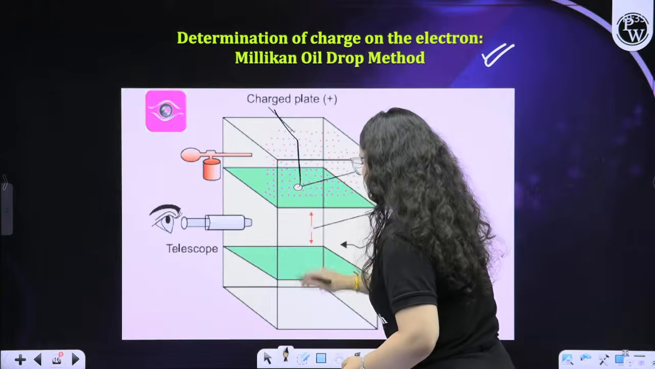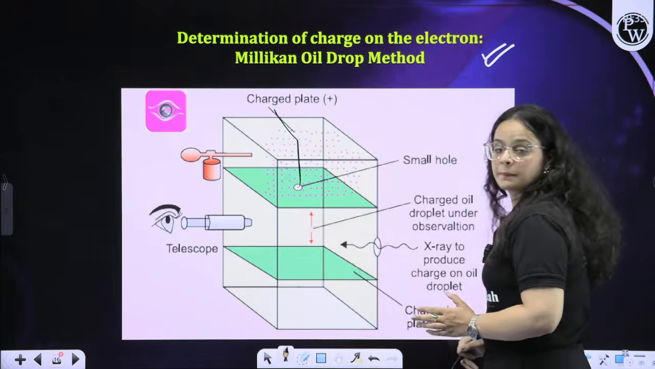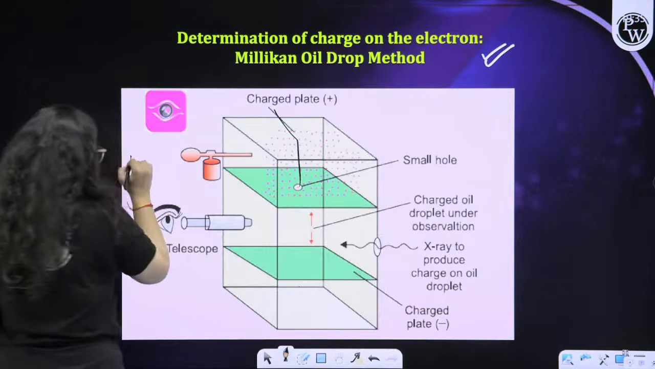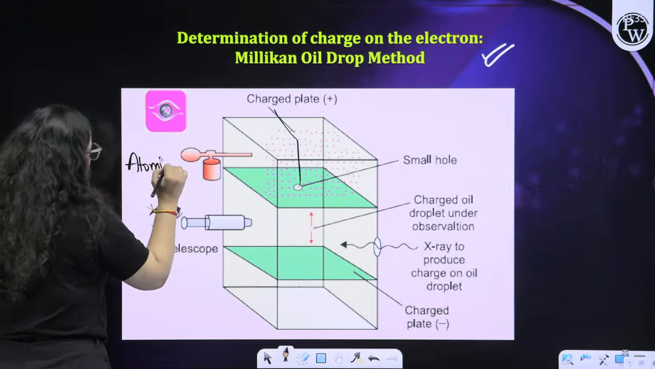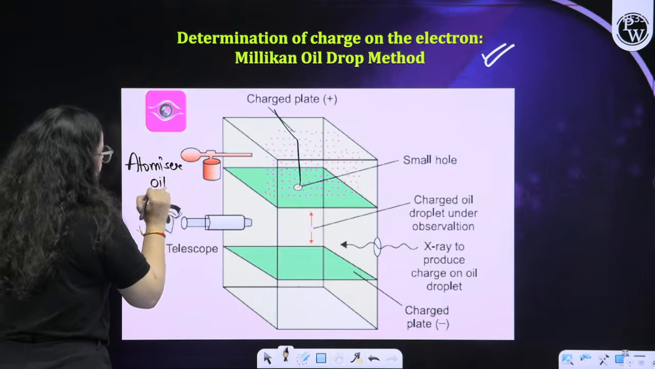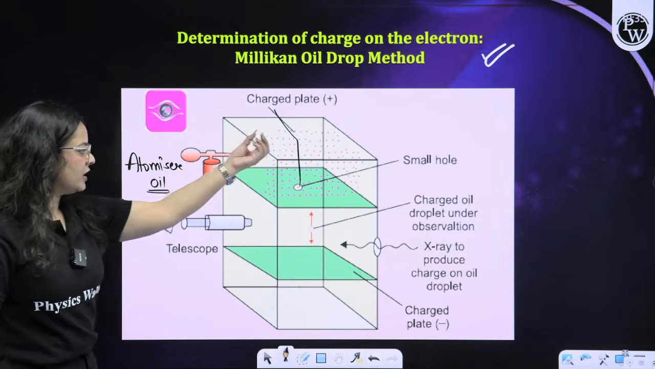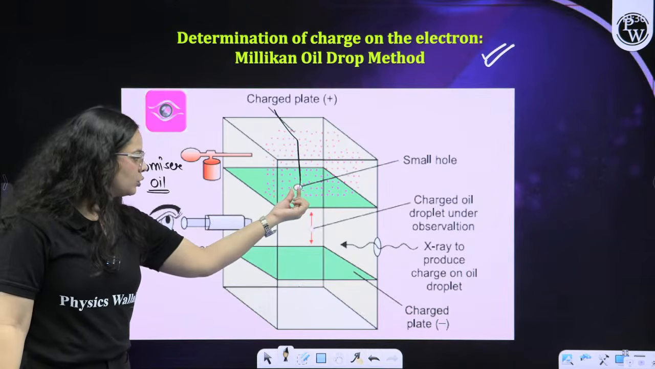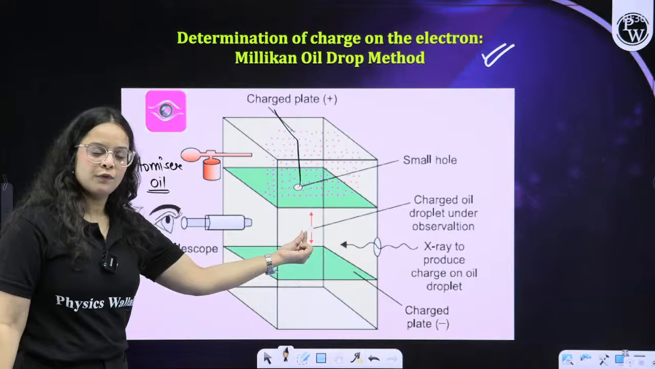Here we have two charged plates. This is the atomizer, students. The atomizer contains oil in it, and it sprays this oil as a very fine mist. The oil spreads uniformly over here. Through this pore, the oil will start to flow, right?